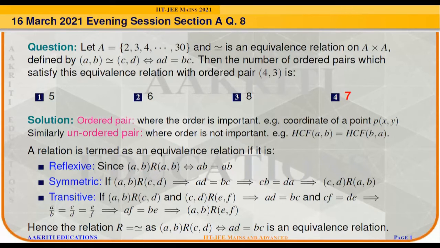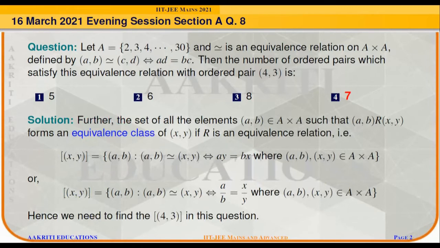For a relation to be transitive, if A comma B is related with C comma D and C comma D is related with E comma F, then AD is equal to BC and CF is equal to DE according to the given definition of relation, which further implies ratio A by B is equal to ratio C by D is equal to ratio E by F, or AF is equal to BE, which means A comma B is related with E comma F. Hence, the given relation is transitive. Since it is reflexive, symmetric and transitive, thus the given relation is an equivalence relation.